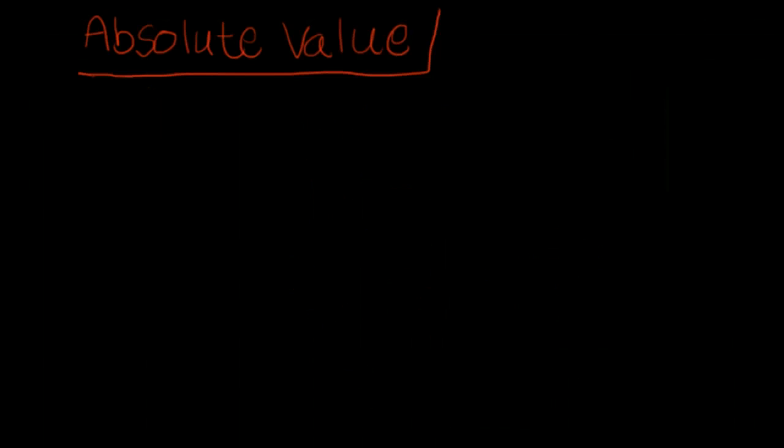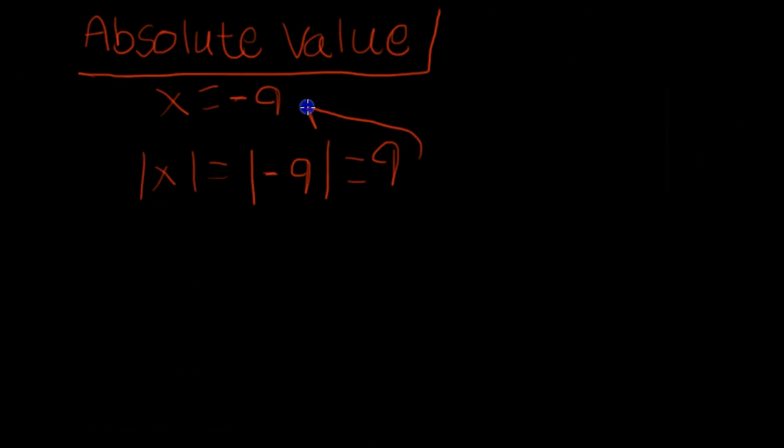Now, if we're taking the absolute value of x, this kind of presents a problem, because if x is a positive number, then obviously the absolute value of x is equal to x. But if x is a negative number, then the absolute value of x is going to be equal to the opposite of x. For example, let's say that x equals 9, or x equals -9. Then the absolute value of x is going to be, substituting in for x, the absolute value of -9, which is going to equal 9, the opposite of x.